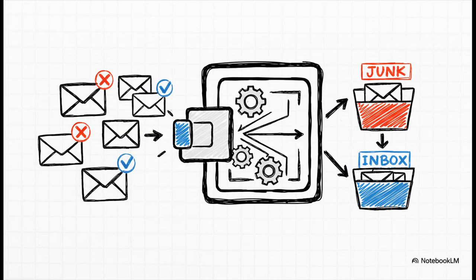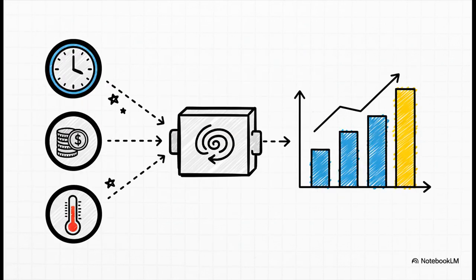Think about your email's spam filter. That's a classic example of classification, right? The algorithm was trained on tons of emails that humans already marked as spam or not spam. So it learns what spam looks like and can make a pretty good guess on any new emails that come in.